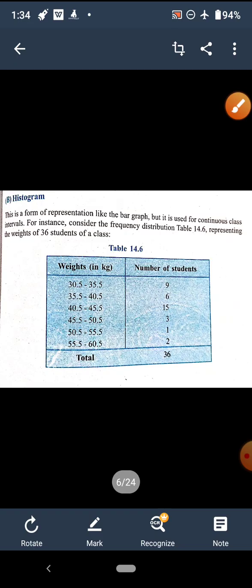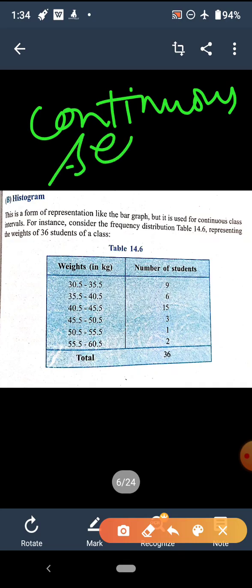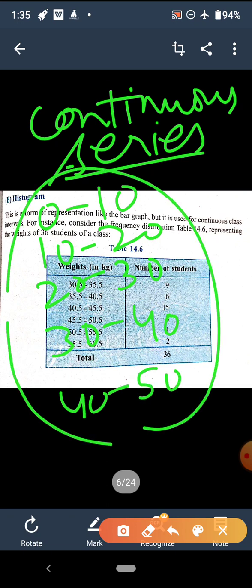Now the next topic is the histogram. So what is a histogram, beta? A histogram is generally used when the class interval is continuous. For a continuous series we will draw the histogram, for example 0 to 10, 10 to 20, 20 to 30, 30 to 40. For this kind of data we generally present a histogram. Remember that in the bar graph there is spacing between the bars, but in the histogram there is no spacing.